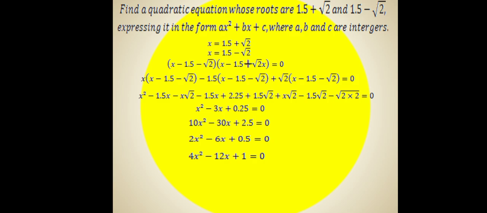Now bring the figures on the same side with x. We have x minus 1.5 minus the square root of 2 multiplied by x minus 1.5 plus the square root of 2 is equal to 0. Then solving, we find that our equation is 4x squared minus 12x plus 1 is equal to 0.